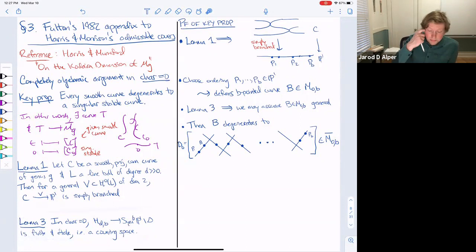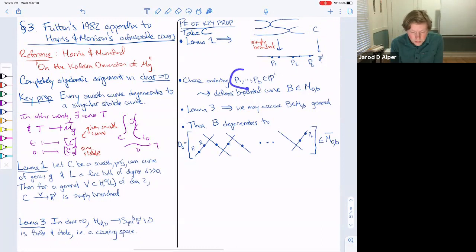So on the right-hand side, I'm sketching the proof of this key proposition. We're given a smooth curve C, and the first lemma tells us that there is some simply branched covering of C. So we take C to start, and we cook up a simple branched covering. Now let's choose an arbitrary ordering of the branch points, P1 to PB. This defines a B-pointed curve, capital B, of genus zero. I'm viewing this ordered set of points as a point in the moduli space of B ordered genus zero points.